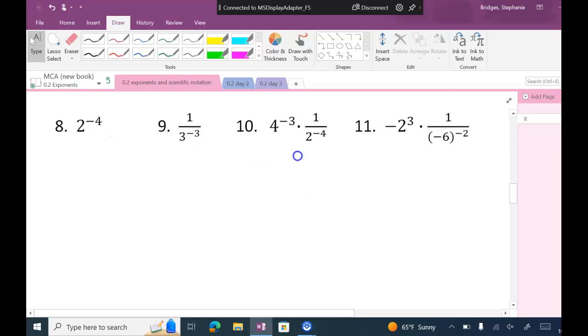Got a little bit more. We're going to add in some negative exponents now. Take a minute and write down the first couple. We'll work those out.